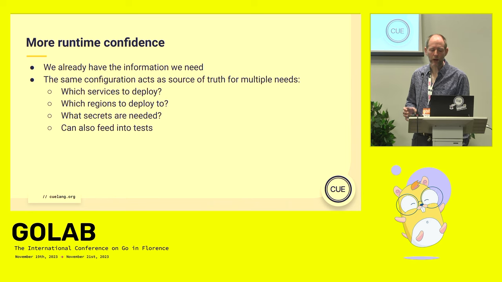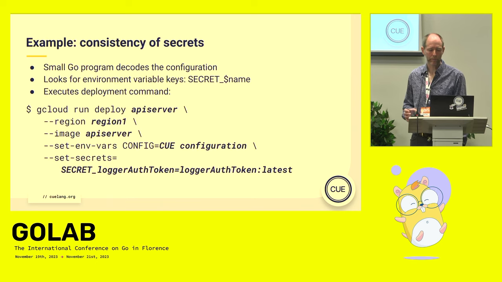Even though we don't have direct control over the runtime environment passed to the program, because that's down to our cloud provider, we can still exert indirect control. For example, we can find out the names of the environment variables required, infer from those the secrets required by the configuration, and use that information when deploying.